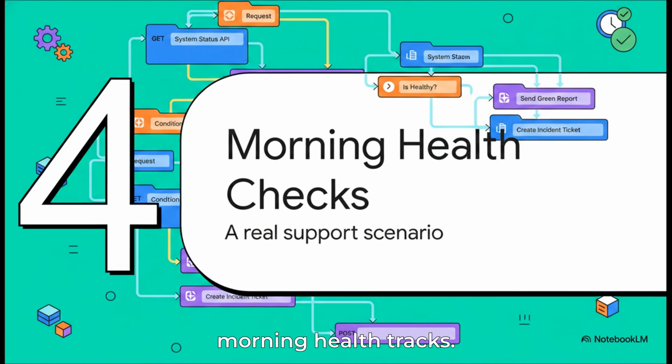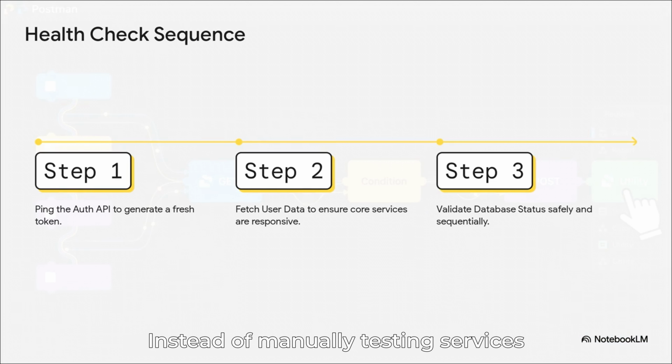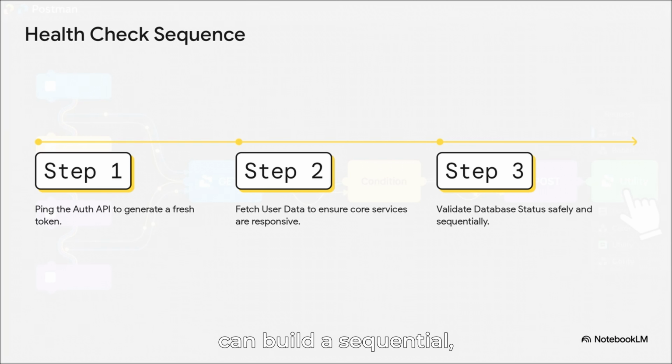Section 4. Automated morning health checks. Let's look at a real support scenario. Instead of manually testing services every single morning, we can build a sequential, full-stack health check to drastically reduce our mean time to resolution. Let's see how this builds. Step 1 pings the auth API for a fresh token. It then passes that token directly to Step 2 to fetch user data, which ensures our core services are actually responsive. Finally, Step 3 validates the database status. It hits all three endpoints sequentially, applying our conditional logic at every single step to catch any errors instantly.